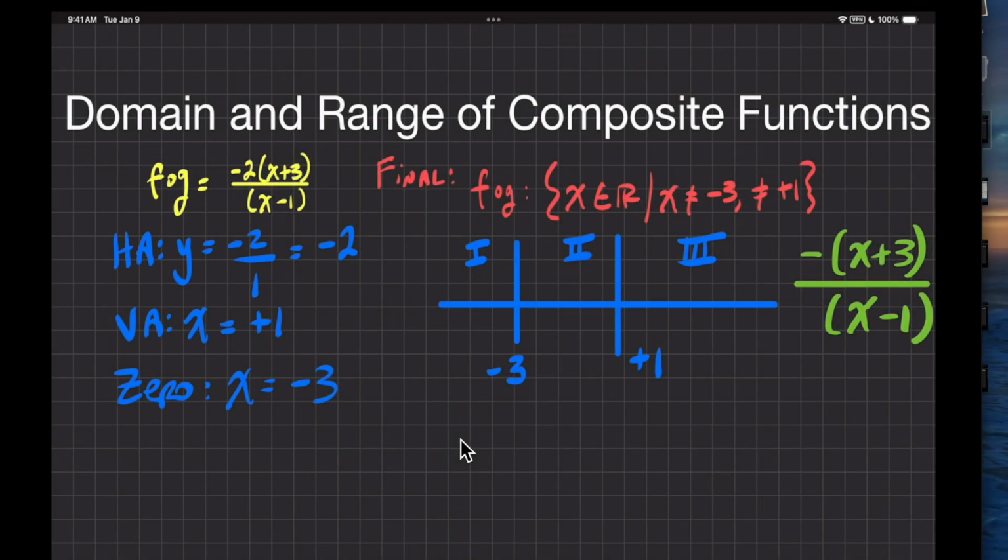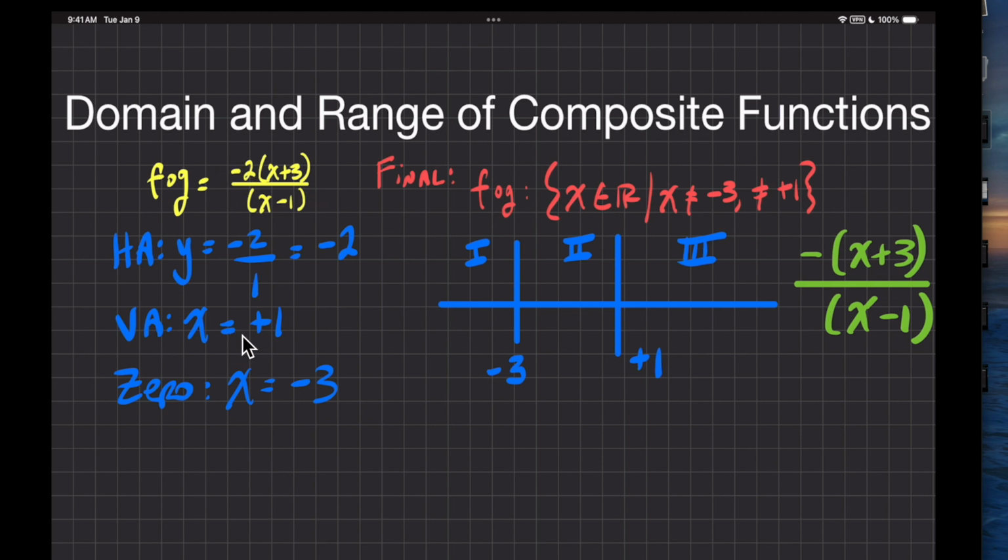Let's now find the range of our composite function by graphing it. We're going to apply this final domain to determine our final range. Here's our function right here. We see that we have a horizontal asymptote at -2. These are both first degree in the numerator and the denominator. Therefore, we take the ratio of the coefficients.